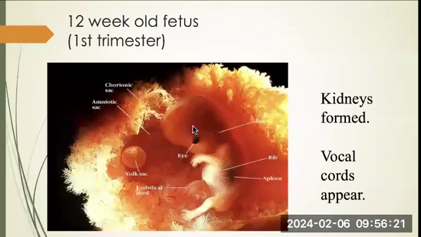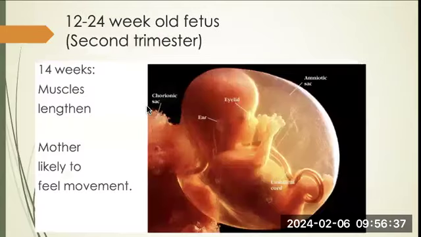So here's a 12-week-old fetus in the first trimester. At this point, kidneys are formed. Vocal cords actually appear at only 12 weeks. That's really fascinating. You see different components. You don't have to know the different parts there. I just wanted to show pictures for people who are interested. Here's a fetus at 12 to 24 weeks. The muscles are starting to lengthen, and this is when the baby starts to move around. Here the babies are very sensitive to sound. The fetus cannot survive outside of the womb at this point.